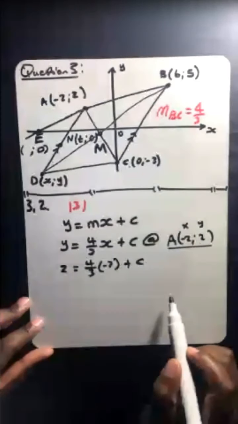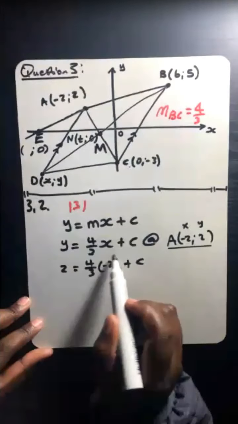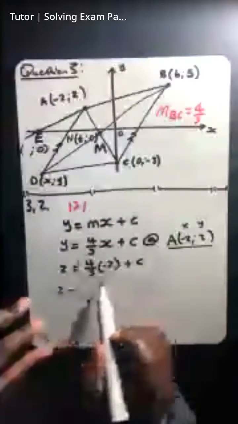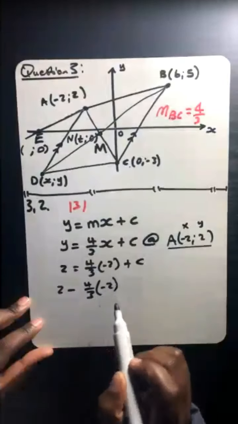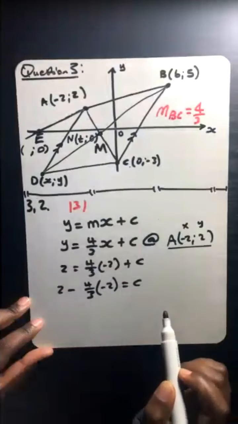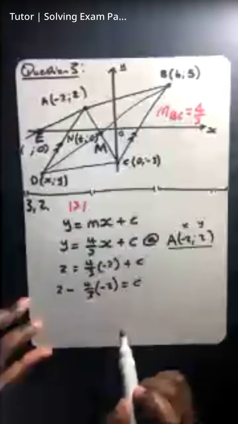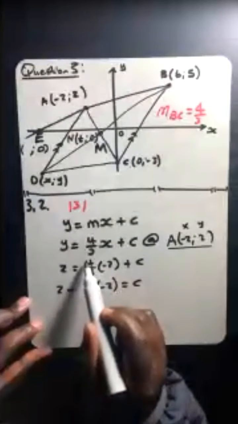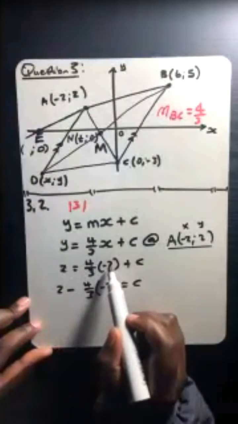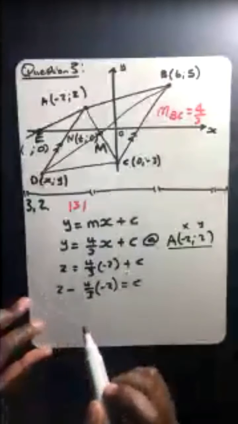Very, very much important, ladies. Remember, guys, in this case, you can say 2 minus the whole of this thing, which is 4 over 3 into negative 2. Then you say it's equals to C. So this is positive, it changed, it's now negative. Or otherwise, before you transpose, you can just multiply that by that, then you have negative 8, then you transpose it as a positive number.